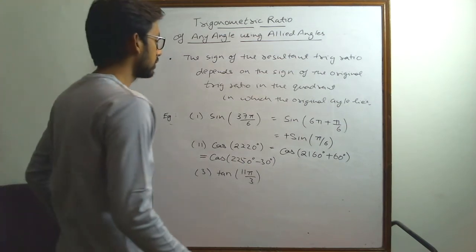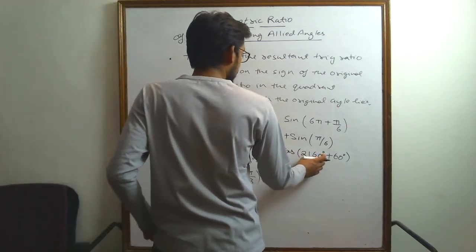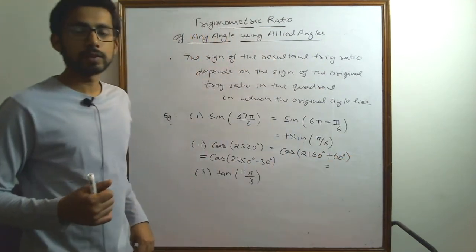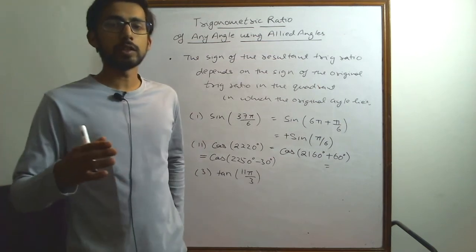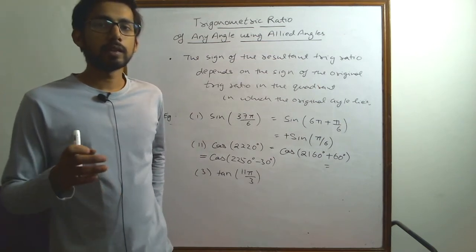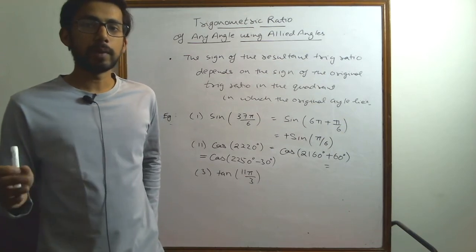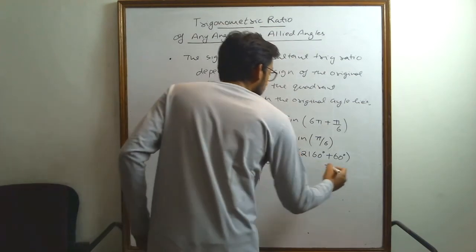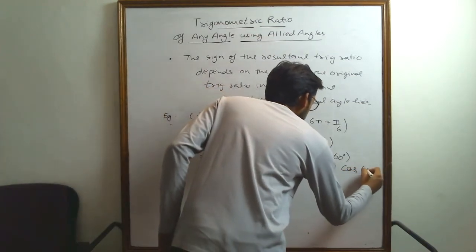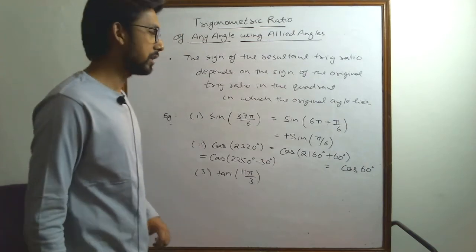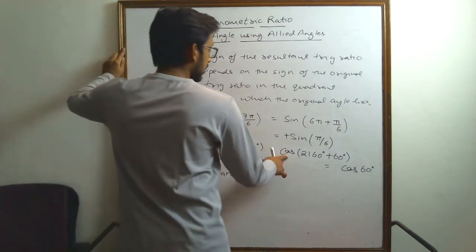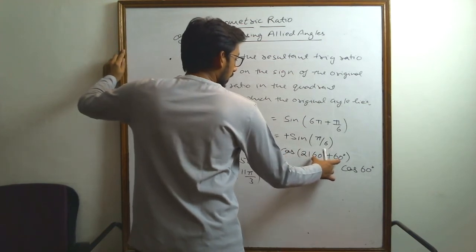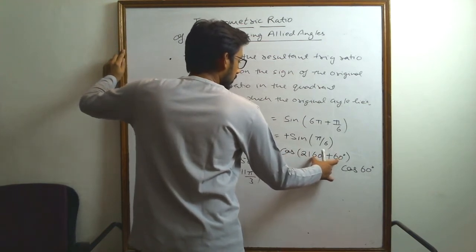Correct? Now, cos of a multiple of pi plus theta means, if we apply the first rule here, that the trigonometric ratio will remain the same if the allied angle is of the form m pi plus minus theta. So here the ratio will remain the same. So this will be cos 60 degrees, right? Now the sign of this will depend on the original trigonometric ratio and the quadrant in which this angle lies.